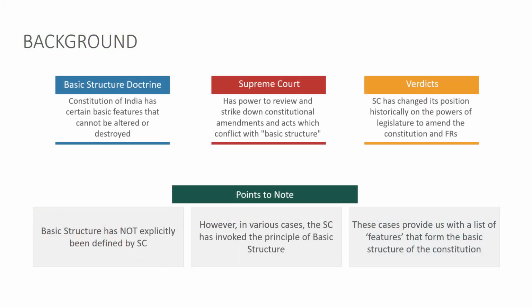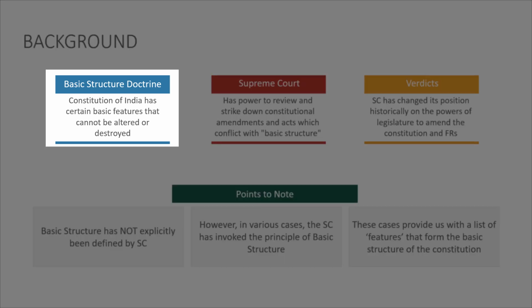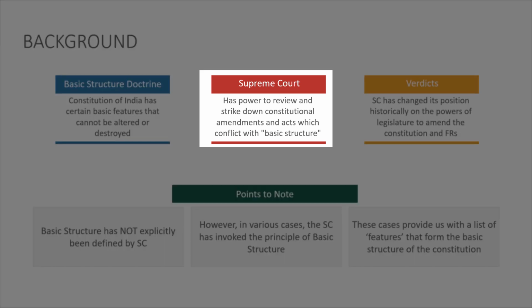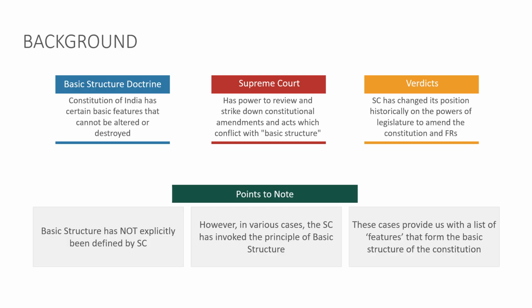So what is the basic structure doctrine? The basic structure doctrine is an Indian judicial principle that the Constitution of India has certain basic features that cannot be altered or destroyed through amendments by the Parliament. The doctrine thus forms the basis of the power of the Supreme Court to review and strike down the constitutional amendments and acts enacted by the Parliament which conflict or seek to alter this basic structure of the Constitution.